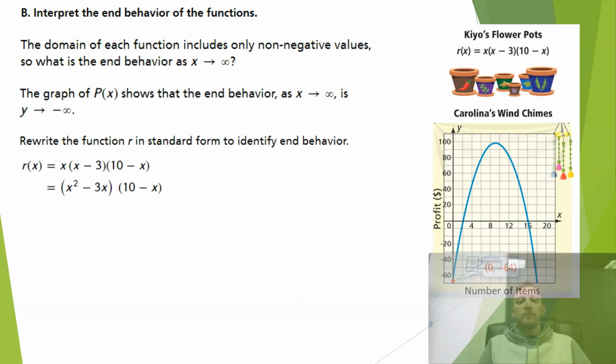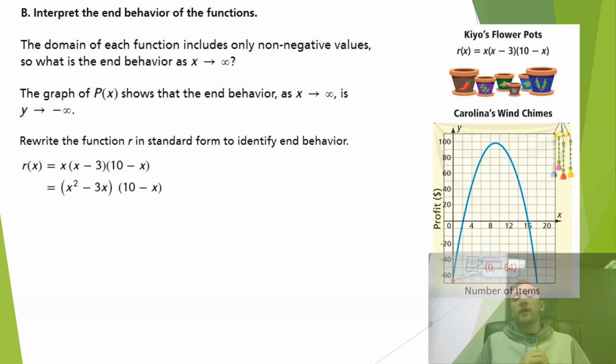Those are all of what we just talked about. Okay, so now let's look at Keo. For Keo, we're going to have to figure out what his looks like in standard form. So we're going to multiply x times x minus 3 times 10 minus x. Let's start by multiplying x times x minus 3. That's going to be a lot easier.